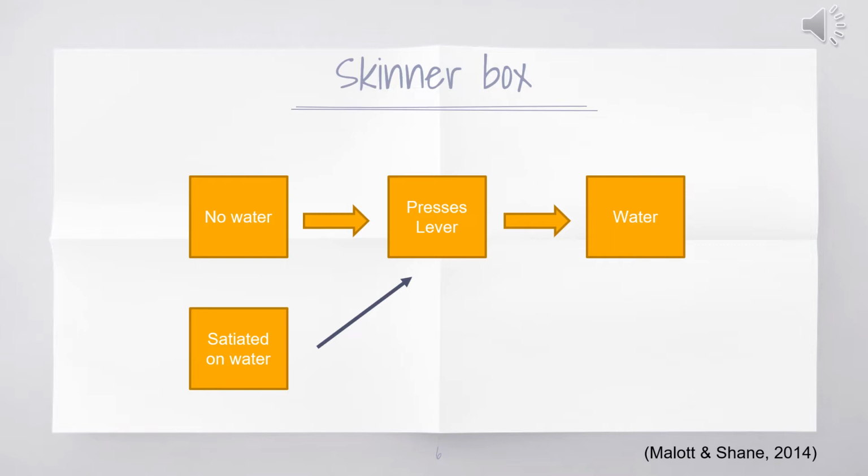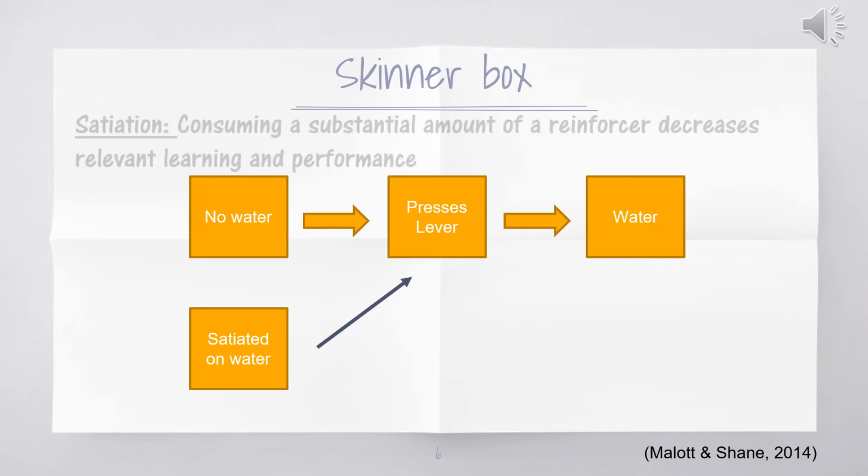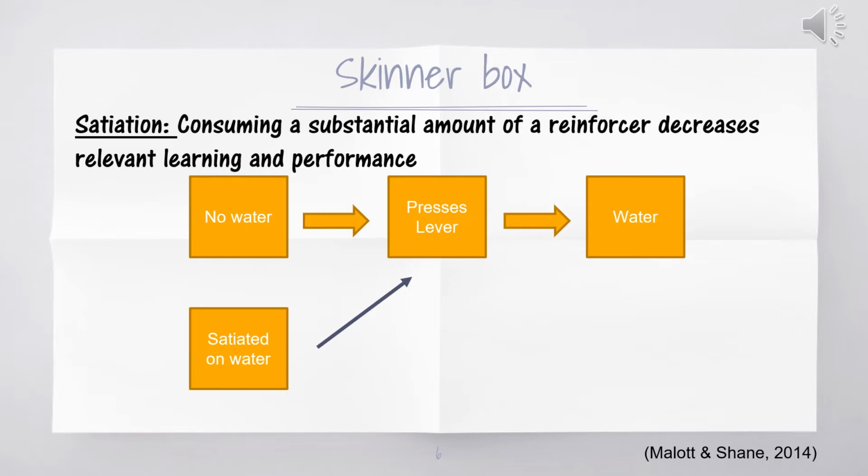The opposite is also true. If a rat recently had a lot of water or had free access to water, it will become satiated and decrease the value of water as a reinforcer. Satiation is defined as consuming a substantial amount of a reinforcer decreases relevant learning and performance.